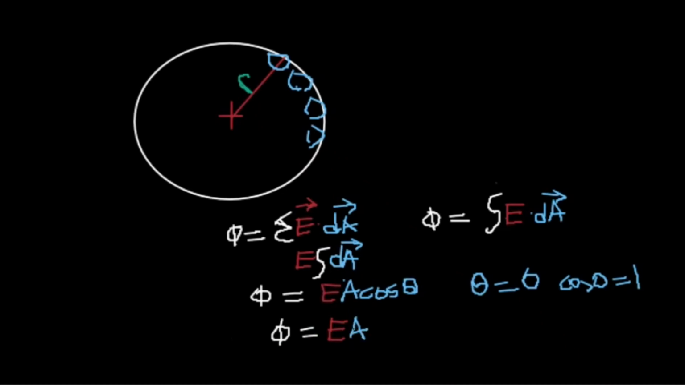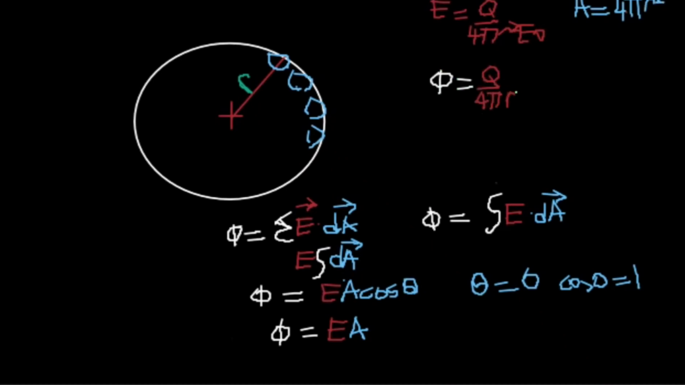From Coulomb's law, E is equal to Q over 4 pi r square epsilon naught and area is equal to 4 pi r square. Therefore, the flux is equal to Q over 4 pi r square epsilon naught times 4 pi r square. The 4 pi r squares cancel out, leaving Q over epsilon naught. Flux is equal to Q over epsilon naught. So we can use this simplified formula to get the flux of a sphere.